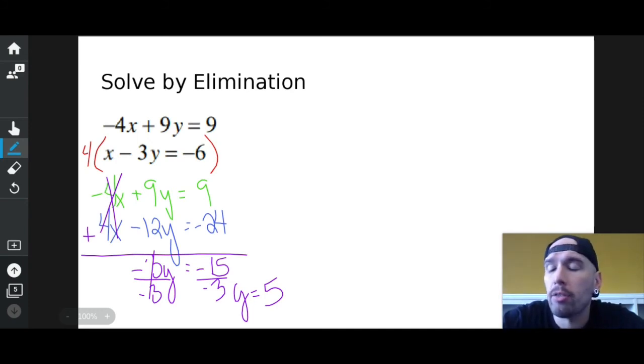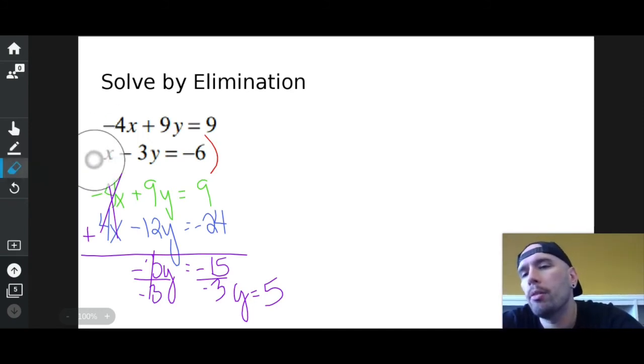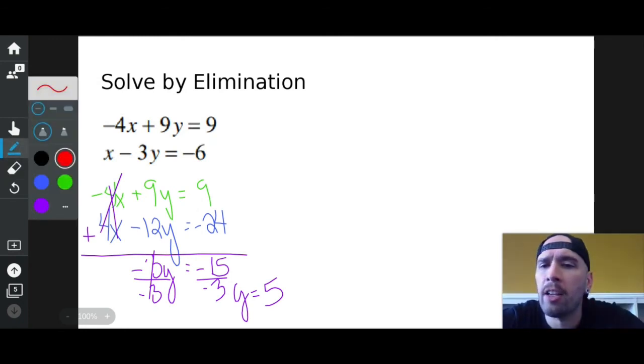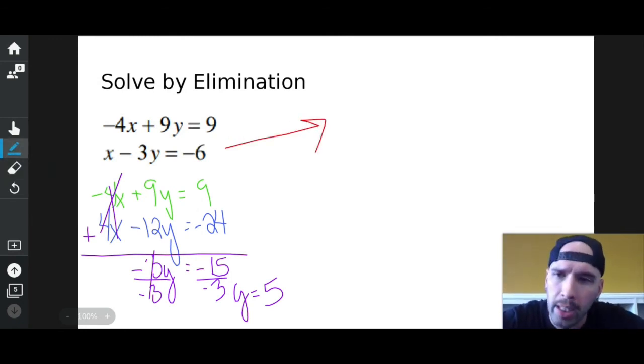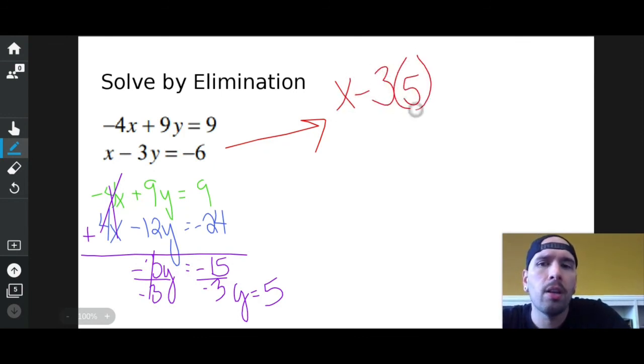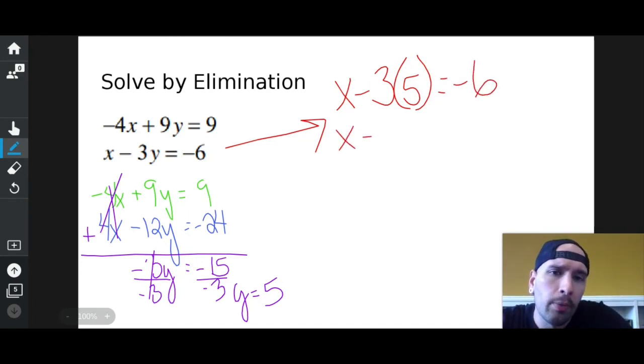So I need to find x. Let's erase this. It looks like the bottom equation would be the easiest to find x because x is almost all by itself already. I have x minus blah, blah, blah, but I don't have anything in front of x. So let's rewrite the bottom equation, but instead of y, I'm going to write out 5 and then solve. -3 times 5 is -15.